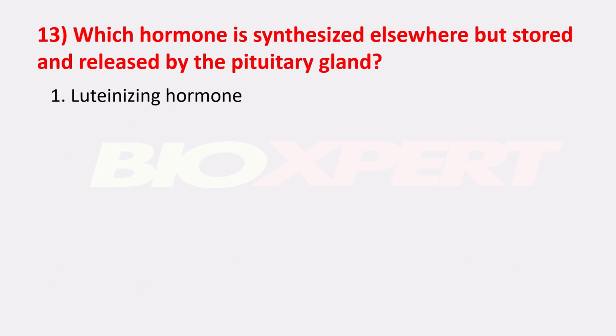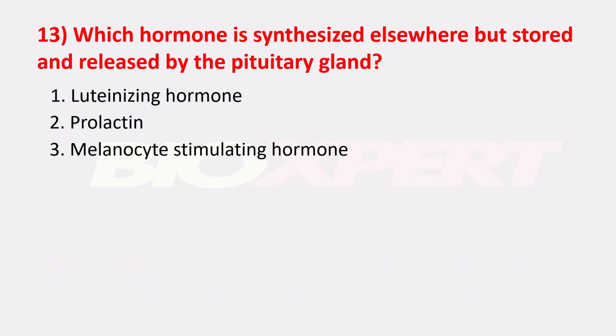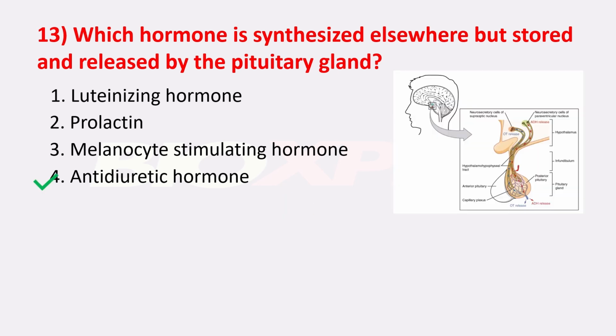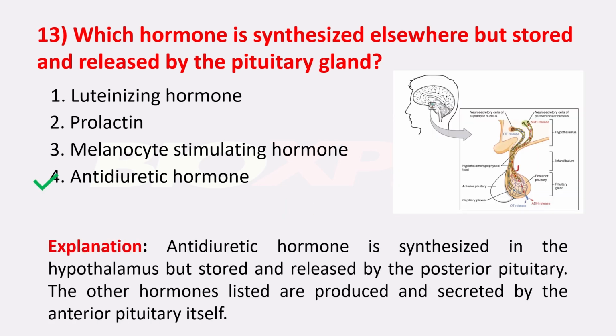Which hormone is synthesized elsewhere but stored and released by the pituitary gland? Antidiuretic hormone. Antidiuretic hormone is synthesized in the hypothalamus but stored and released by the posterior pituitary. The other hormones listed are produced and secreted by the anterior pituitary itself.